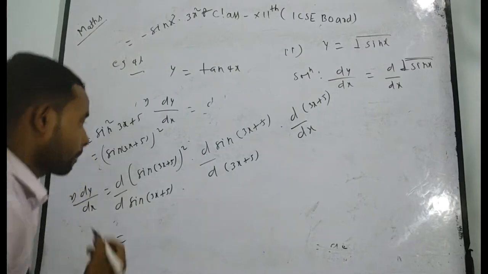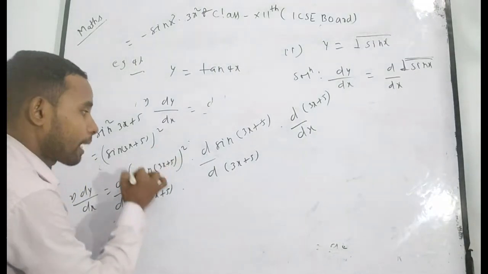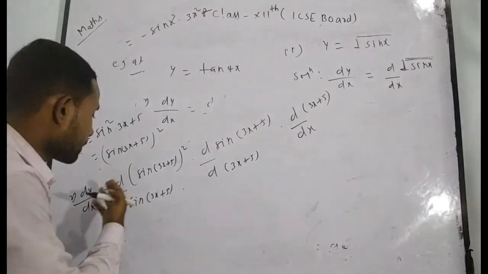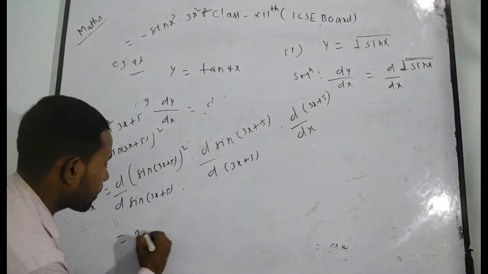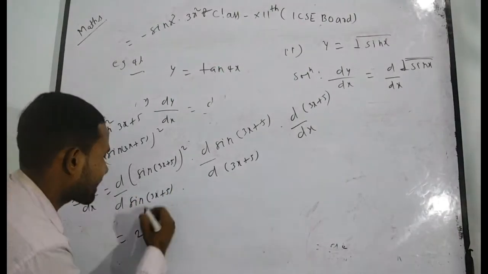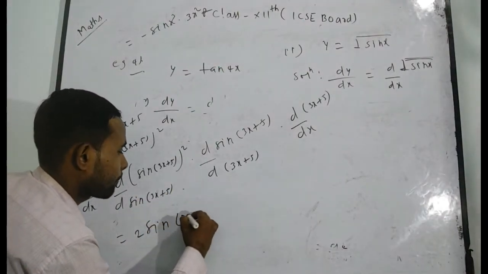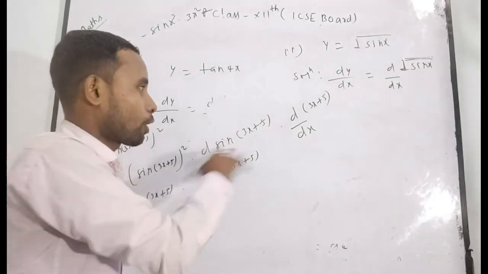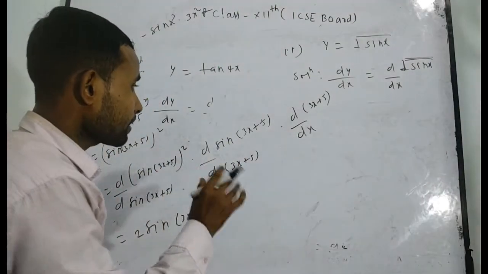Now we have to proceed in a simple way. Suppose this is capital X whole to the power 2, differentiated with respect to capital X. In that case it will be 2 into capital X. What is capital X? Capital X is equal to sin 3x plus 5. Only for convenience I have supposed many kinds of terms, otherwise it is very easy.